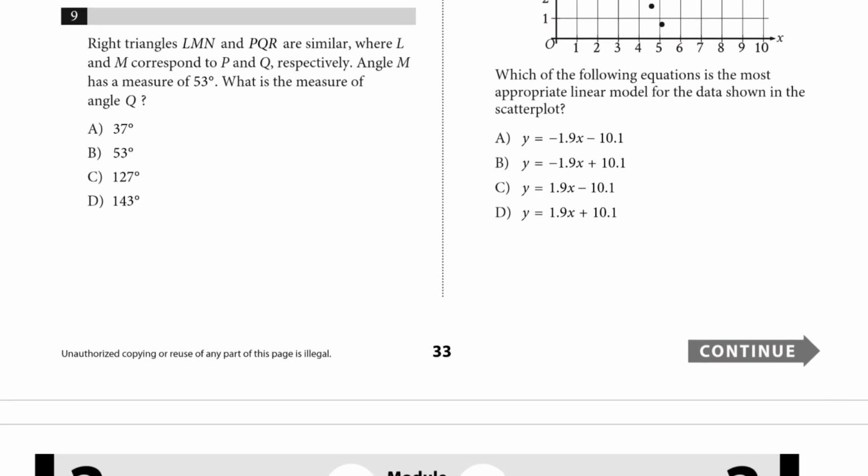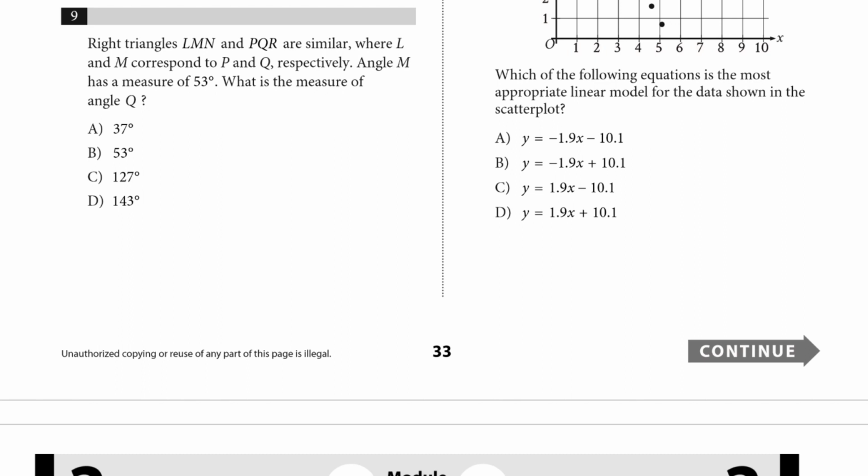Number 9. Right triangles LMN and PQR are similar, where L and M correspond to P and Q, respectively. Angle M has a measure of 53 degrees. What is the measure of angle Q?